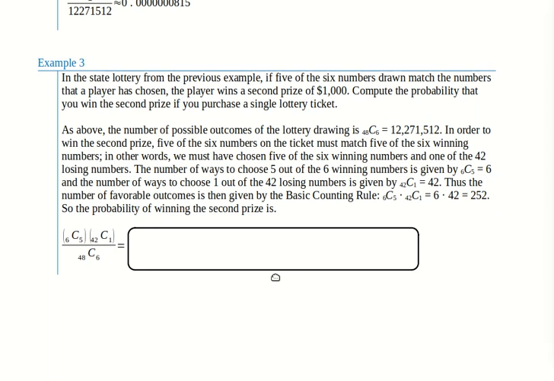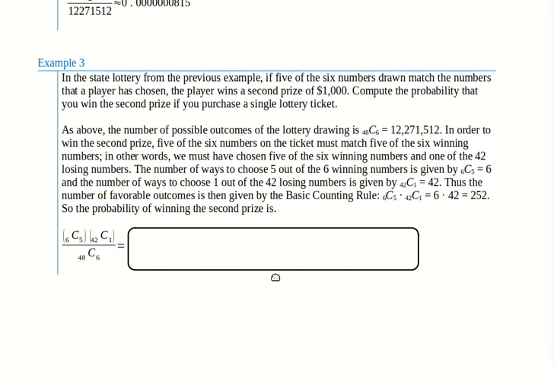In order to win the second prize, 5 of the 6 numbers on the ticket must match 5 of the 6 winning numbers. In other words, we must have chosen 5 of the 6 winning numbers and 1 of the 42 losing numbers. The number of ways to choose 5 out of 6 winning numbers is 6 choose 5, and that's 6 ways. And the number of ways to choose 1 out of 42 losing numbers is 42 choose 1, that's 42 ways.